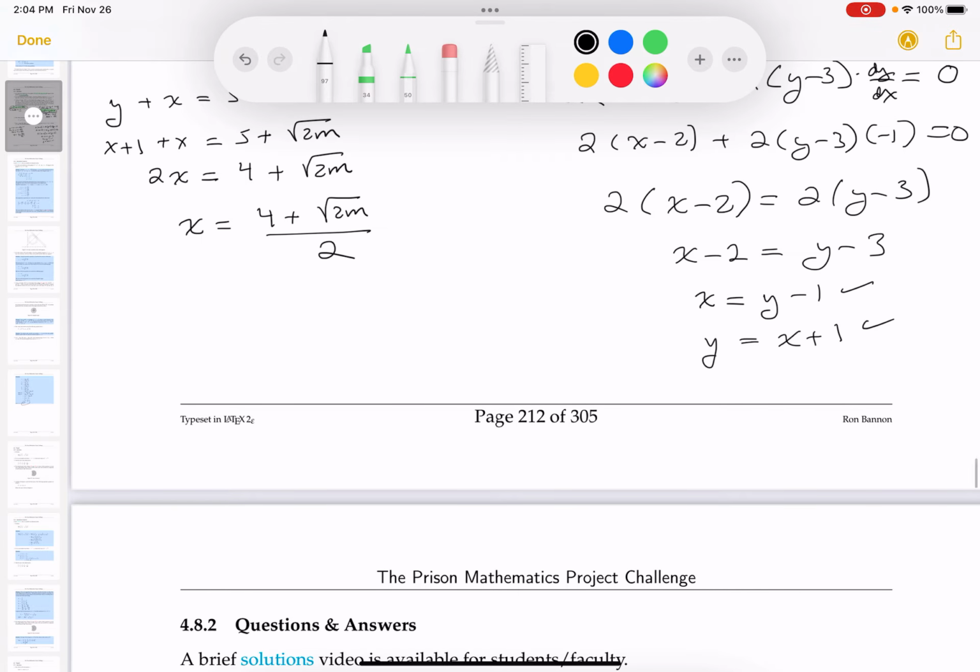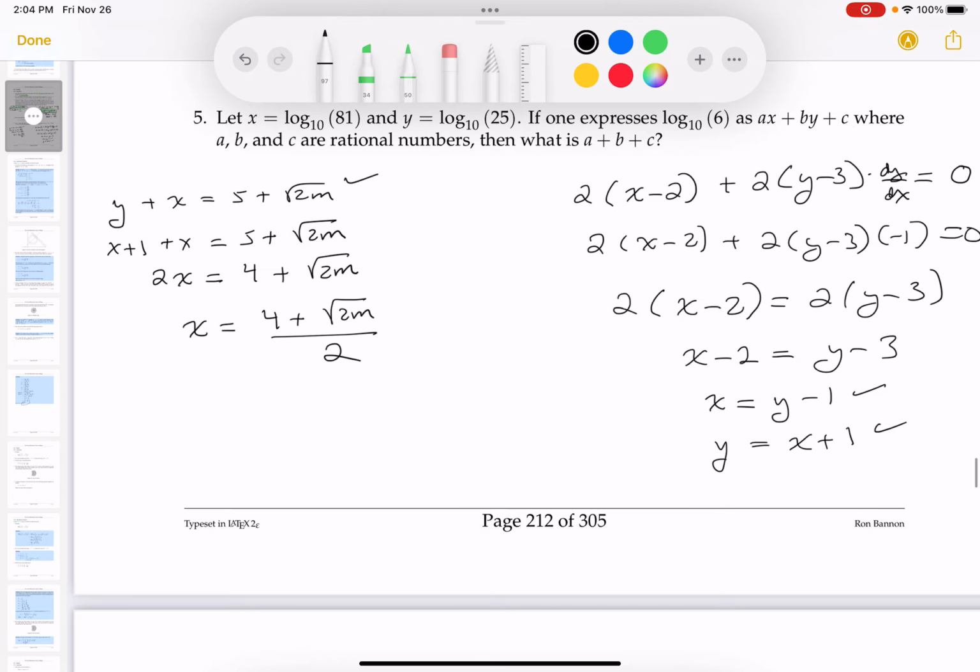All right, let me see if I can do this equation again, but now I'm going to use the x instead of the y. So it's going to be y plus, and again, I'm using this. Let's see what you get. So y plus, what's x? It's y minus 1 equals 5 plus root 2m.